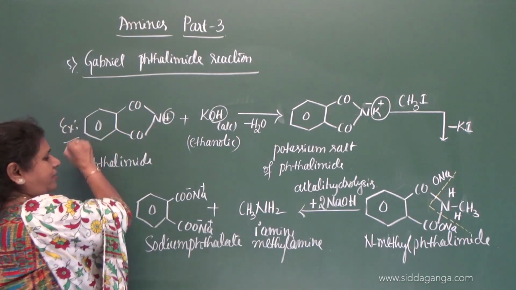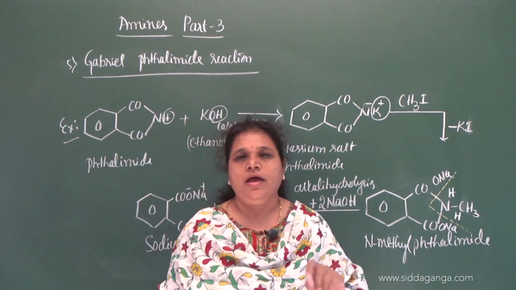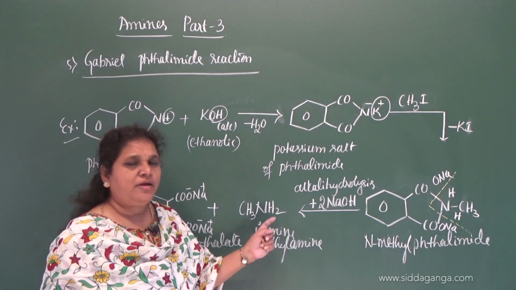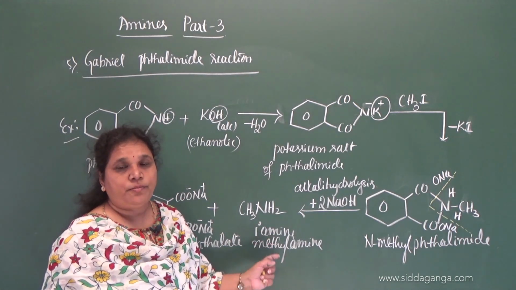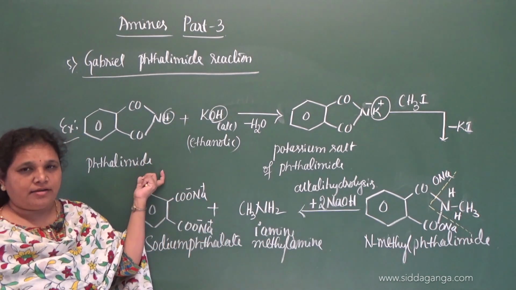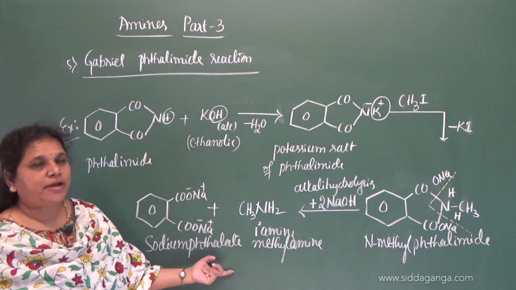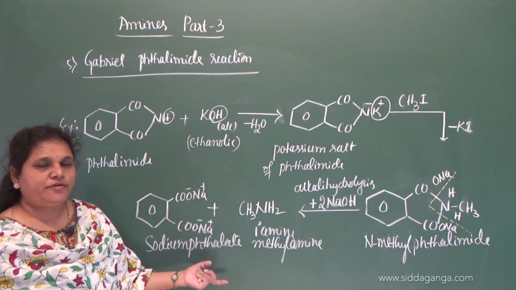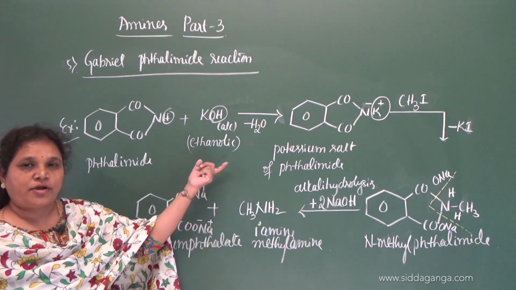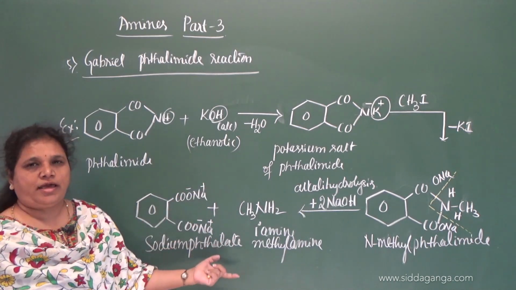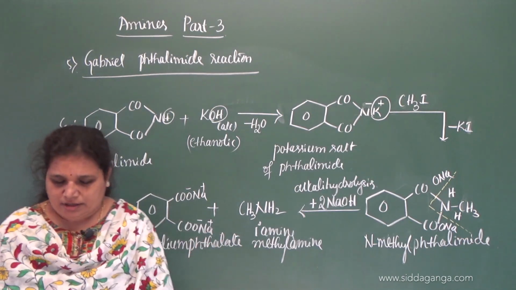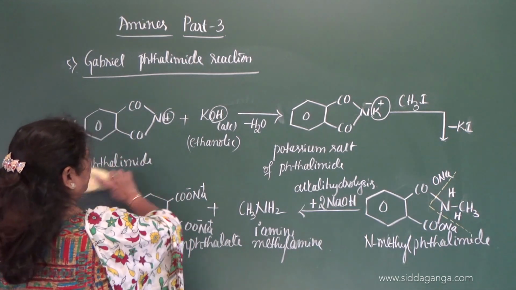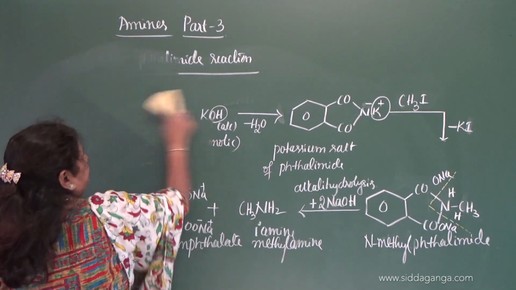So this is the example. Take down the example. First you write down the general reaction for Gabriel-Phthalimide reaction. Then you take down the example of how to prepare methylamine. How do you prepare methylamine by Gabriel-Phthalimide reaction? That will be the question for your annual theory. So you have to write both the general reaction and also the example. Okay. Now write on the next method, the sixth one.